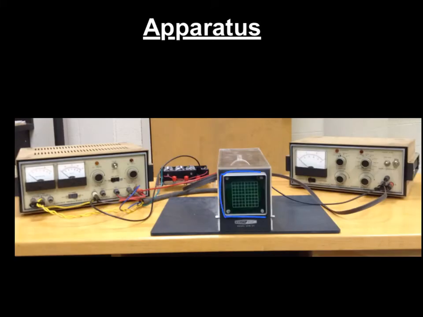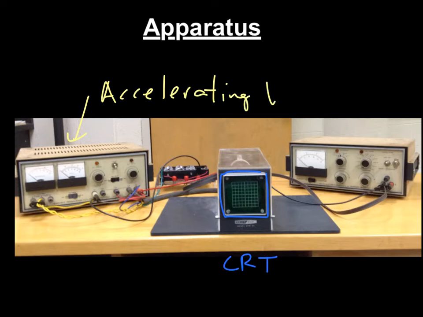This is a cathode ray tube, CRT, which shoots charged particles at this screen, and when it hits them, they glow. The box on the left controls your accelerating voltage, and this box on the right controls your deflection voltages. So the box on the left makes these particles go through the plates faster. The box on the right increases the voltage between the plates so they'll deflect more.